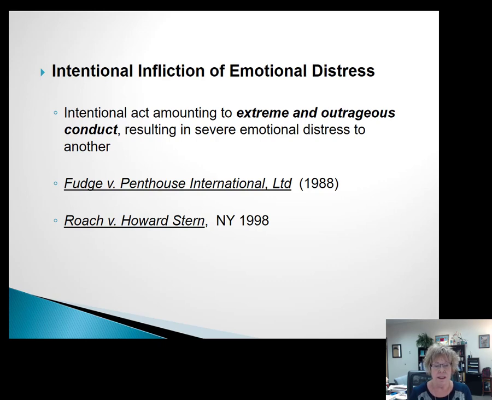So let's do a couple of cases so we can see how this is applied in the courts. My first case is Fudge versus Penthouse. Now, I was in the military for a number of years, and a lot of the guys I worked with had Penthouse, and they assured me that the reason they read Penthouse is because it had good articles. Right? Is that correct? Or were they just spoofing me?